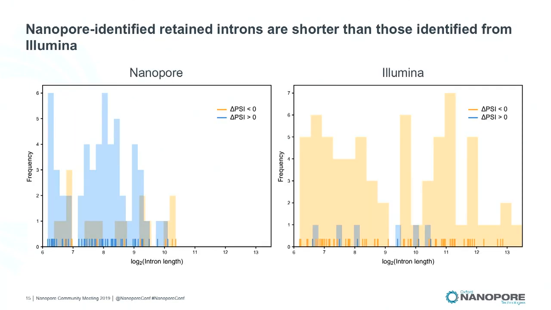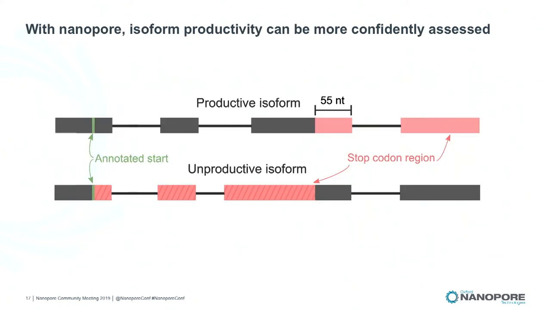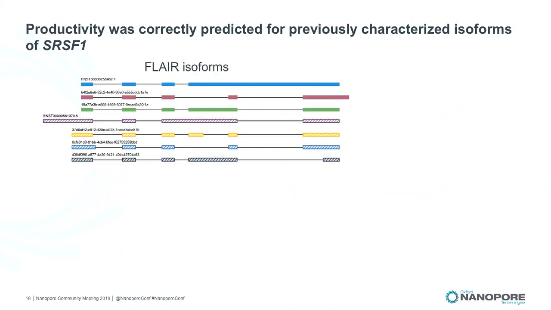I should say that despite this, we still wanted to pursue our study of the intron retention events that we could identify with nanopore data, and we folded in productivity analyses. So with nanopore sequencing, isoform productivity can be more confidently assessed. The definition of a productive isoform is just one that does not have a premature stop codon. So that means its stop codon can be in the last exon or 55 nucleotides from the last exon. And we further distinguish productive and unproductive isoforms by their fate, which I'll describe here.